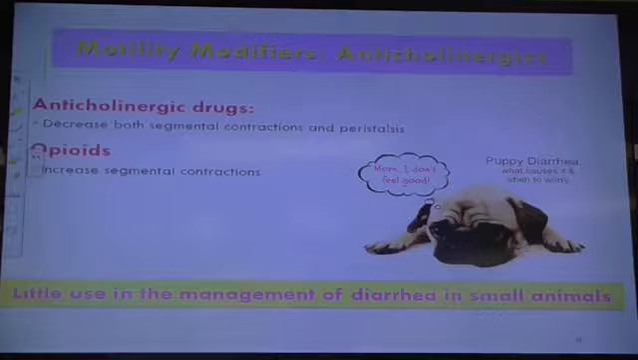But again, for this drug group, we don't use them a lot to manage diarrhea, because the most common cause of diarrhea is infection. And once there is an infection, we don't want to stop GI movement.